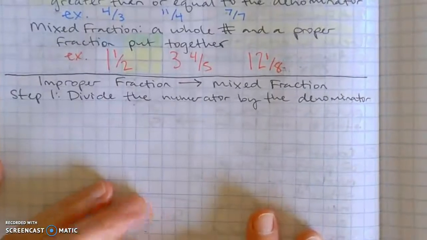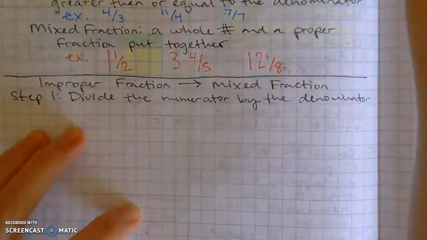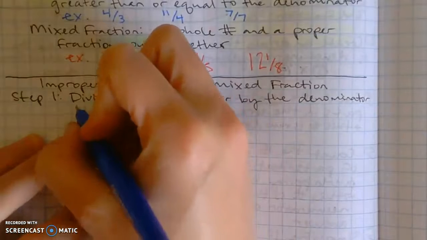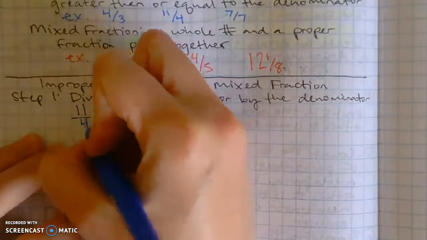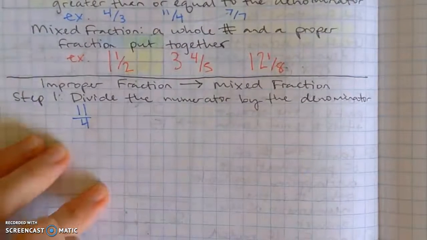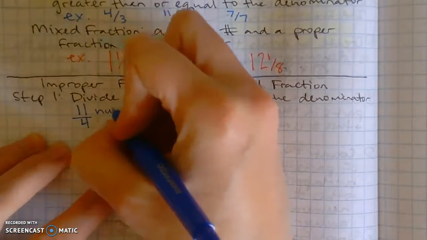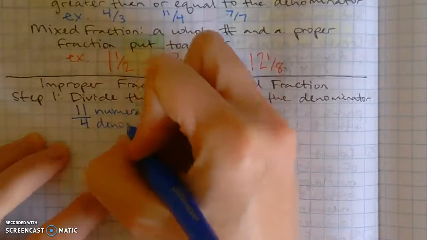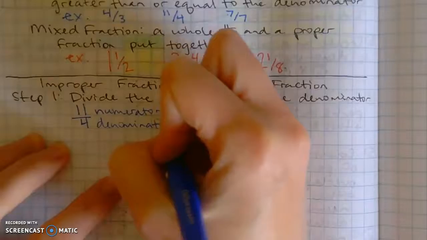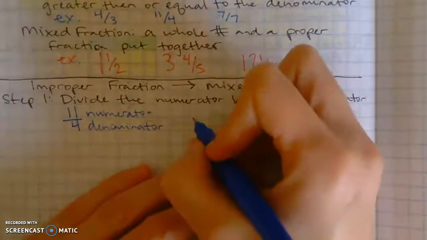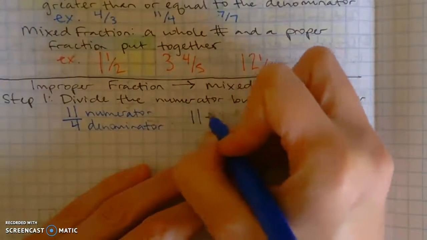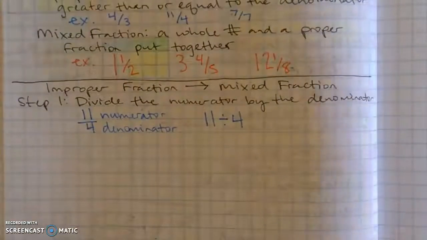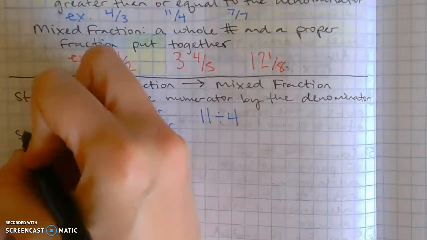Okay, so if I have my improper fraction, which we said was going to be blue, and here's my example here, I have 11/4. I am going to just quickly label these. This is the numerator, and this is the denominator. So I'm going to set this up as 11 is going to be divided by 4, okay? So that's as much as I'm going to do for step 1.